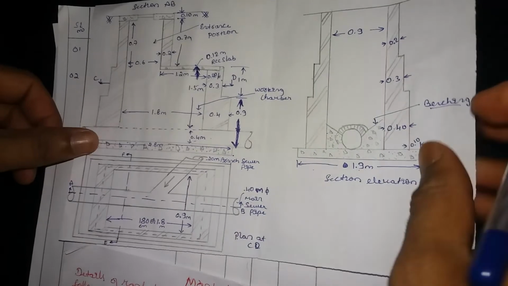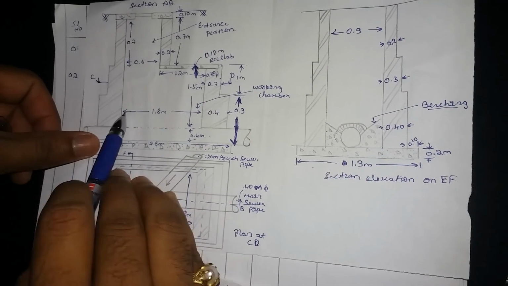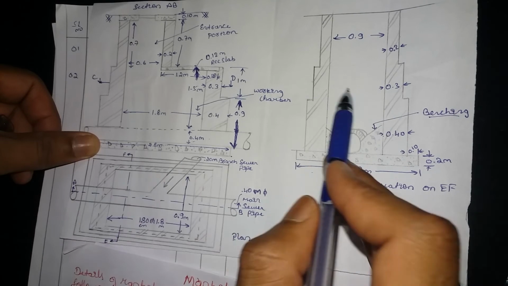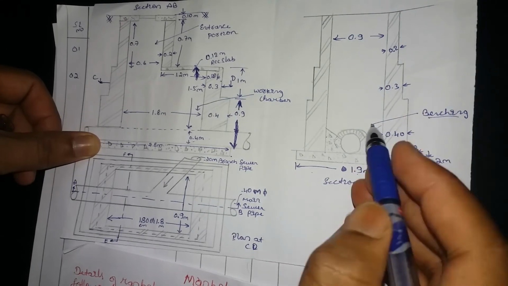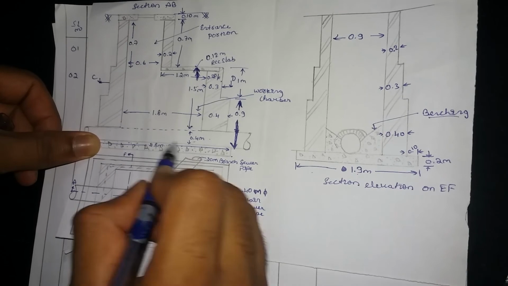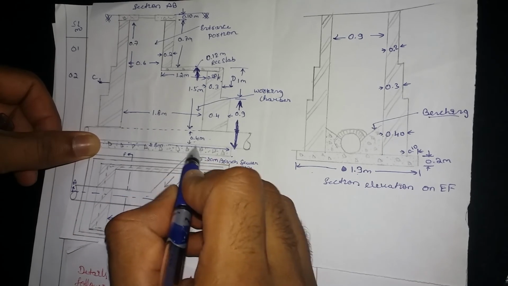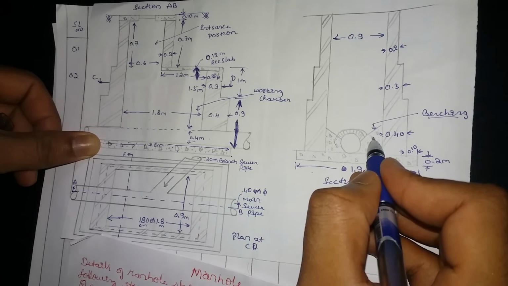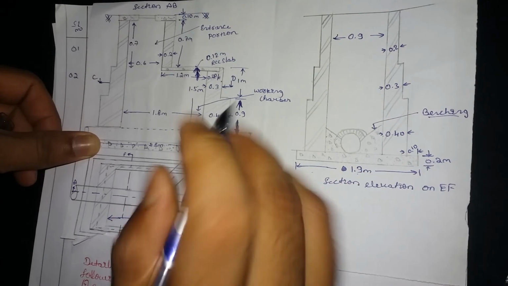Okay, now what is the length of the benching? The length of the benching is nothing but whatever the length of the manhole, inner to inner, that is 1.8, inner to inner breadth is 0.9, that we want to consider. Now what is the thickness, or what is its depth of the benching? So whenever the pipe comes, the entire diameter of the pipe we'll consider as the benching depth, that is 0.4, which is given in the question. Okay, so this clears your CC.